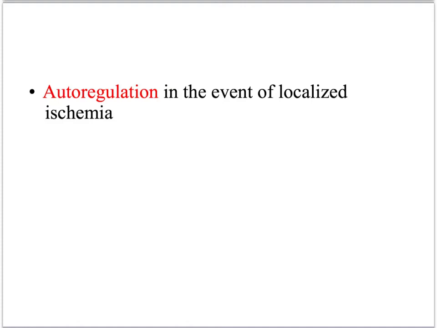You might have a local area of vasoconstriction if your body's trying to deal with blood loss or some sort of toxic effect, say a wasp bite or something like that.